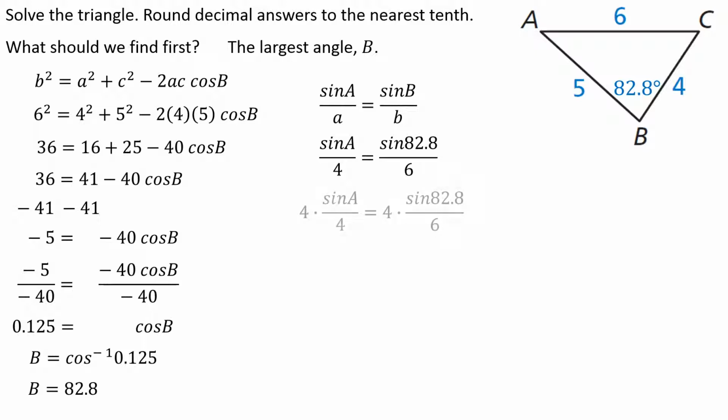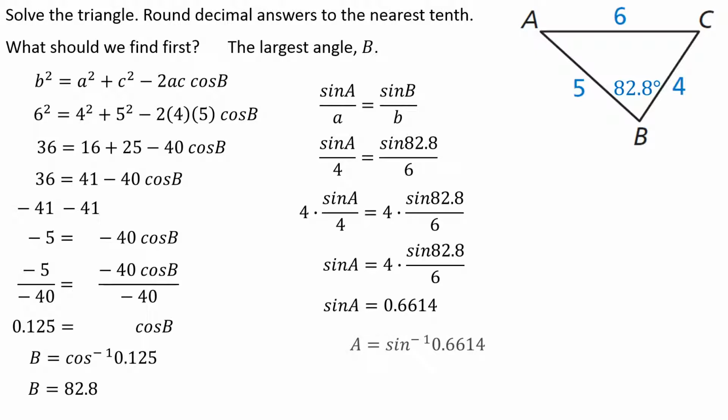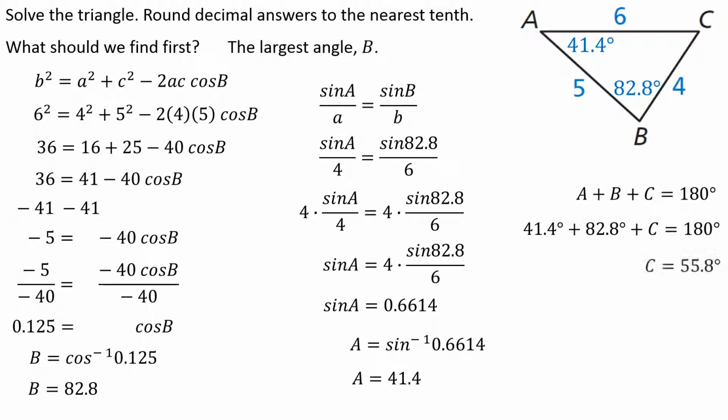So I set up the law of sines, multiply both sides by 4. And again, I want to do all of this algebra before I touch a calculator. Up to that point, I've not done any calculator work. Now I can grab a calculator, figure out that sine of A is about 0.6614. So angle A will be the inverse sine, about 41.4. And of course, if I know two angles, the easiest way of going about this is to make them add up to 180. Sure enough, C is about 55.8.